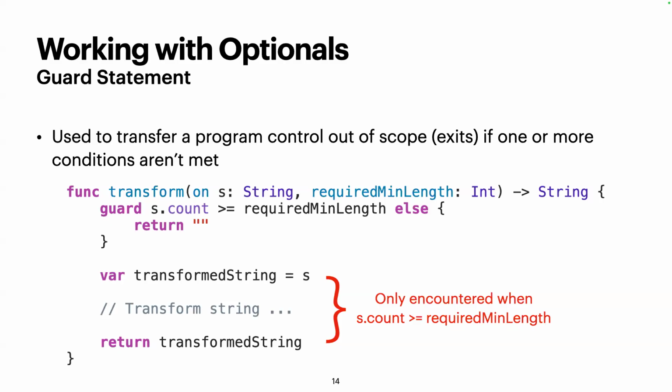So you could rewrite this saying, if s.count is greater than or equal to required min length, do all this, else return any string. It's the same thing. But syntactically, there's a different way to write it, and I think it just makes a lot more sense because as you read it, it's like, oh, is this true? Okay, it's true. Continue, continue, continue. If it's false, exit or do whatever is in here. Okay, does it answer? Yeah, good question.